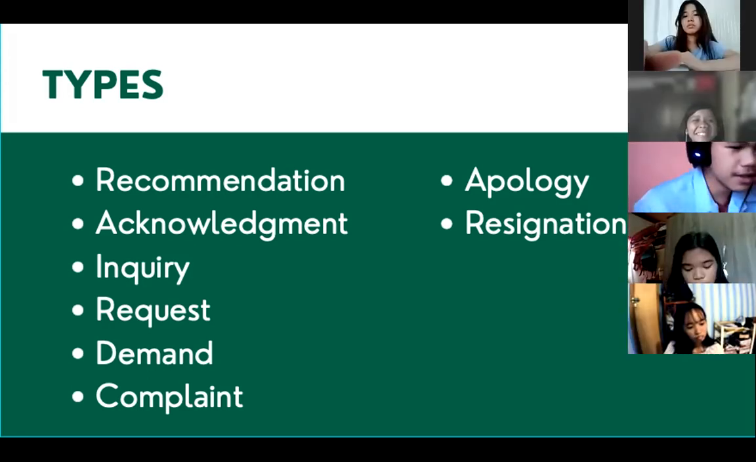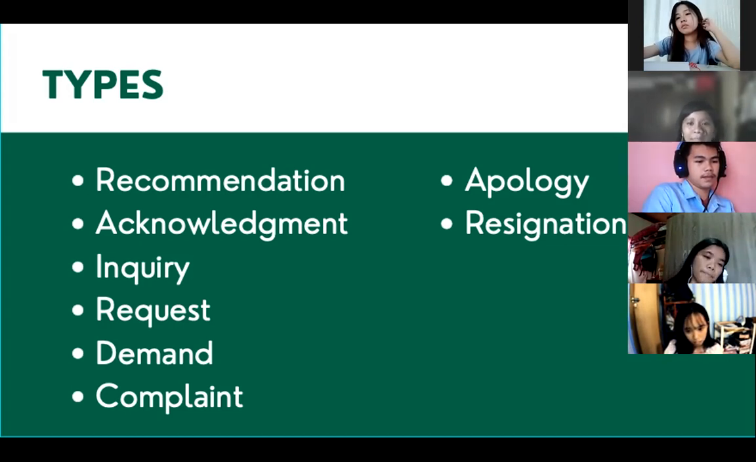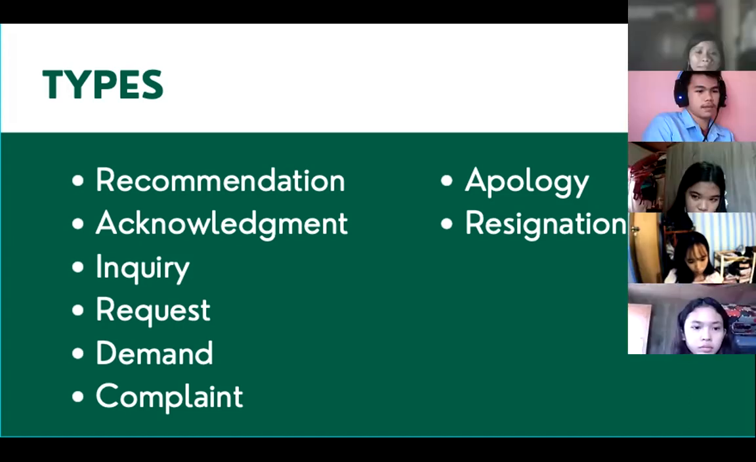Chelsea, okay, tell us about acknowledgement letter. When are we going to write an acknowledgement letter? And what is acknowledgement letter in the first place? To whom is it intended? Acknowledgement letter is a letter that is known as a receipt. It is written to express acceptance or prior correspondence, sir.